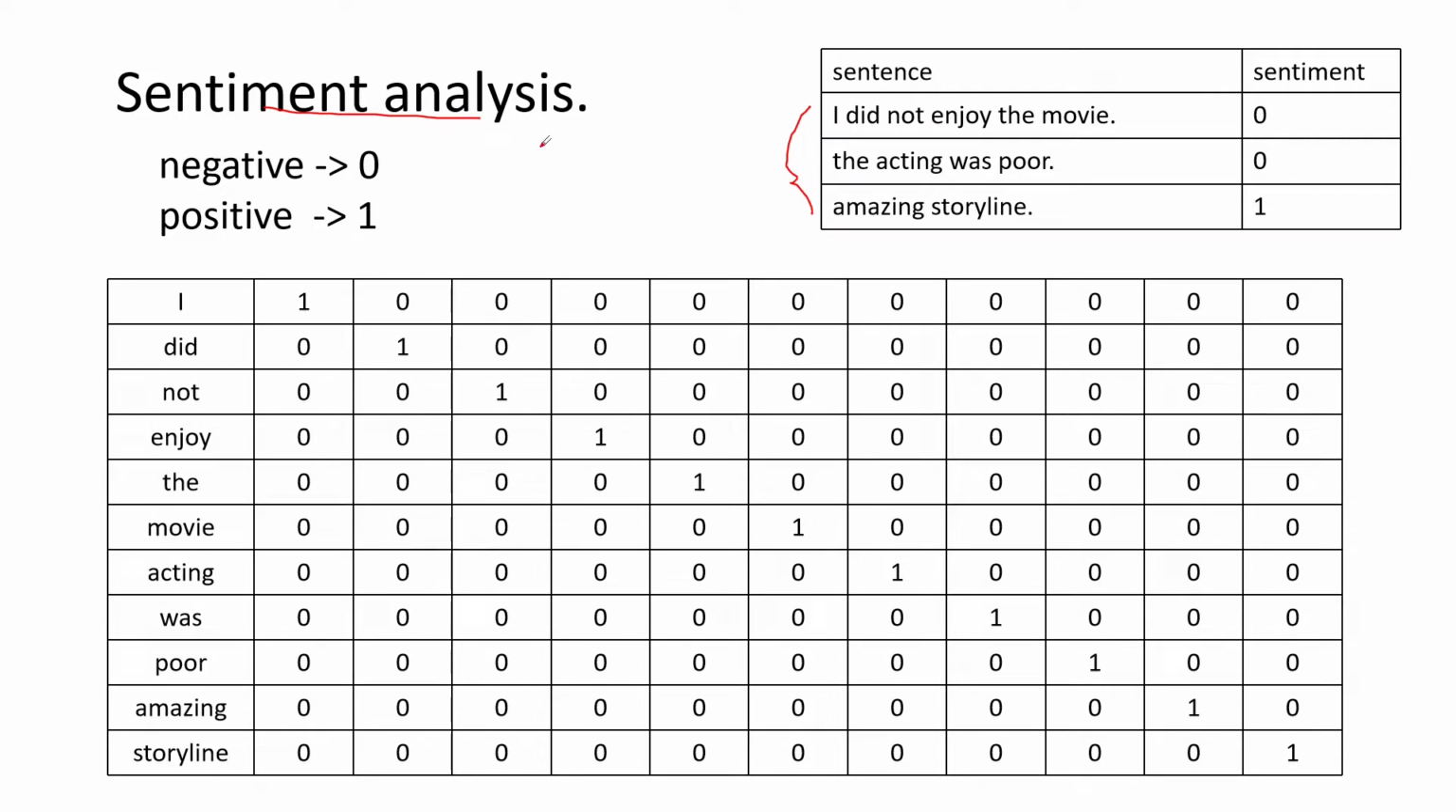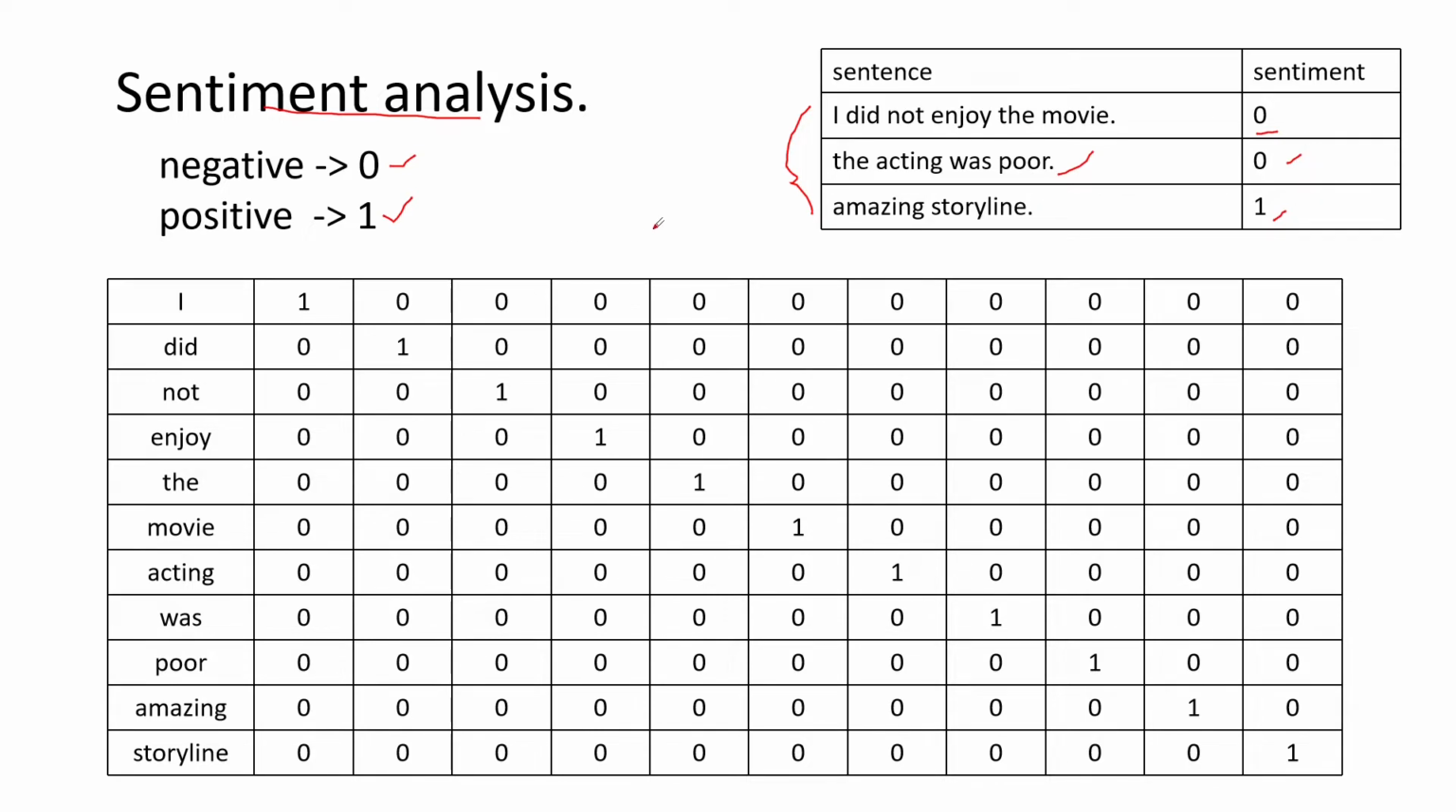Now for sentiment analysis, we will say the negative sentiment has been coded as 0 and the positive sentiment has been coded as 1. I did not enjoy the movie, this certainly looks like a negative statement, and hence you get a 0 as the sentiment. The acting was poor, definitely negative, and you will get a 0 over here. Amazing storyline seems to be a positive sentiment. So we have this data set and we have the labels, as you can see over here.